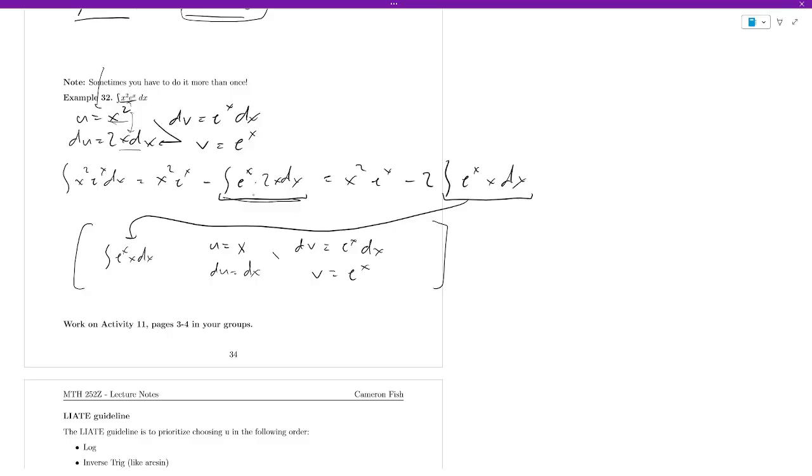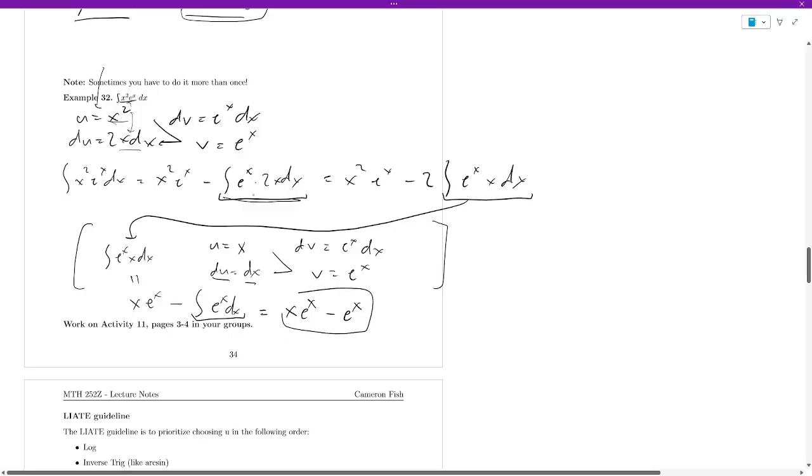Okay, so now we do the zigzag. U times v, so this integral is equal to x e to the x minus the integral of v du. So e to the x and then du is dx, so e to the x dx. Now this, mercifully, is one we know how to do. Theoretically, it could be another random integral, maybe another by parts, maybe something else. So in this case, we only had to do integration by parts twice, but it can happen multiple times.